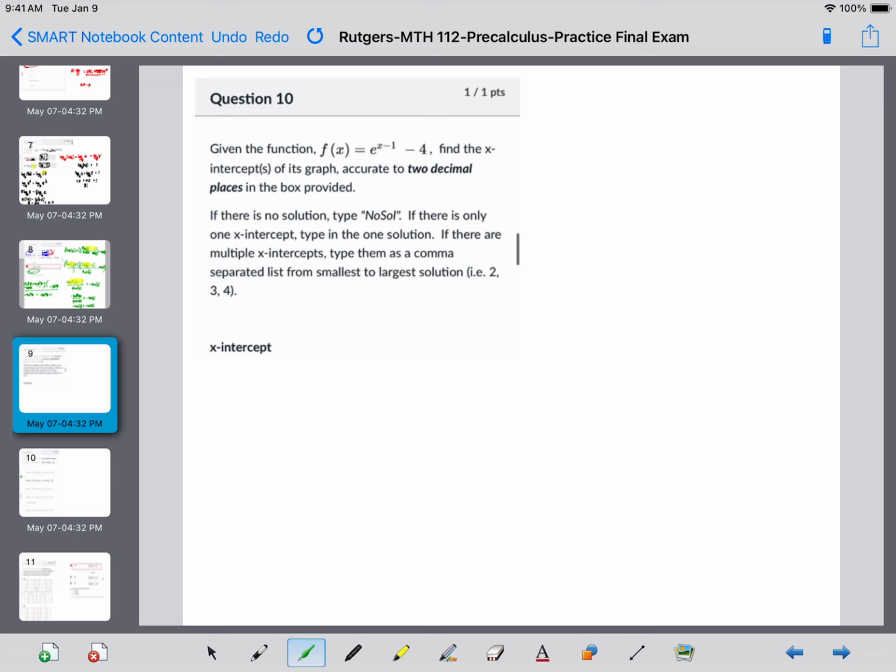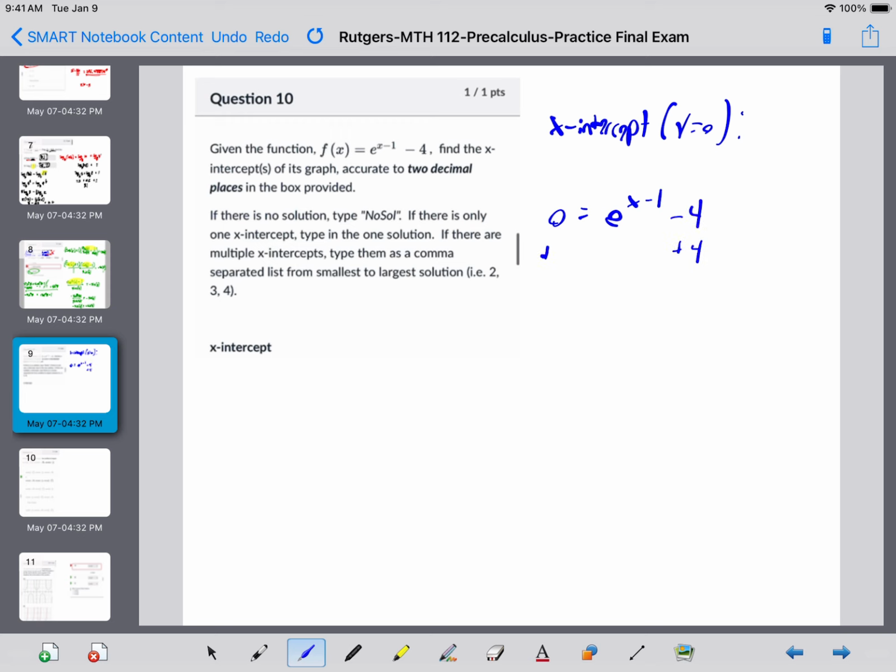So, question 10 says, given this function, f of x equals e to the x minus 1, find the x-intercepts of its graph. An x-intercept is where y equals 0. So you just have to plug in 0 for y.